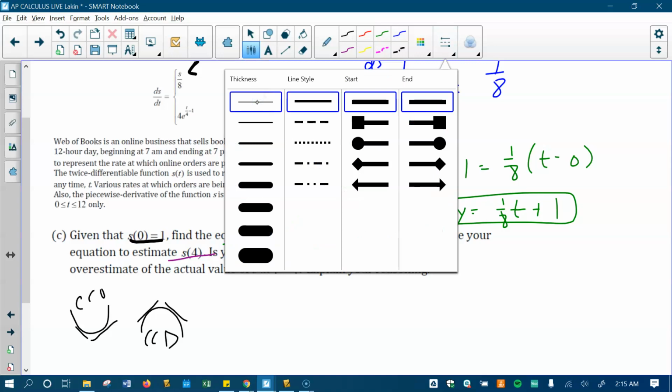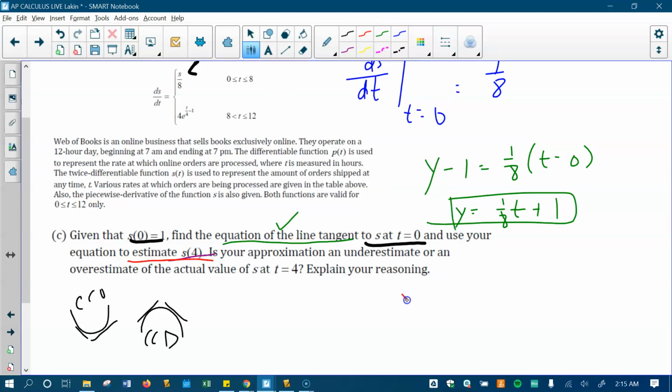It did say to use your equation to estimate s of 4, so let's just do that. y of 4 is equal to 1/8 times 4 plus 1. That's going to be a half plus 1. Again, you could leave that as your answer, or 1.5, either one of those would be fine. So that's your answer for the second part. Please note, and I'm sorry, I should put units here. We are talking about orders, 1.5 orders. It doesn't ask me to explain what this means, other than explain your approximation, but s of 4 is approximately going to be 1.5 orders.